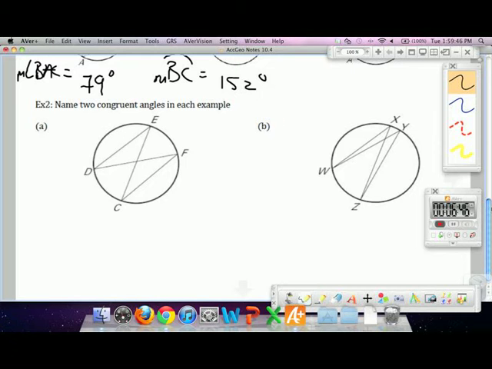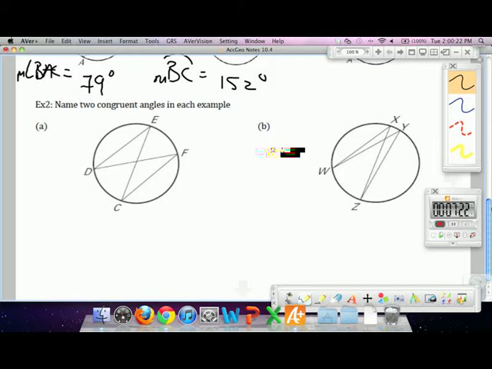If, for example, angle EDF and angle ECF both intersect arc EF, that means each of these is exactly half as big as EF. And if they're each half of this, then they better be the same measure. So if I find two inscribed angles that have the same included arc, then the angles must be congruent. They have to be the same measure.